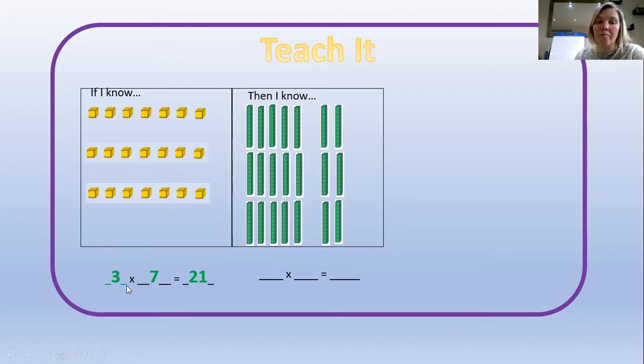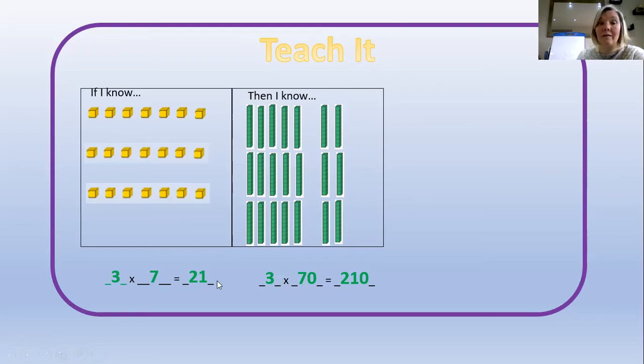So if we know that 3 times 7 equals 21, and we're making something 10 times bigger, what is our answer going to be? It's going to be 210, isn't it? Because we've made our 70 10 times bigger. Okay, it is now a multiple of 10. So whatever our question is a multiple of 10, we need to make our answer a multiple of 10, don't we, as well? We need to times it by 10.